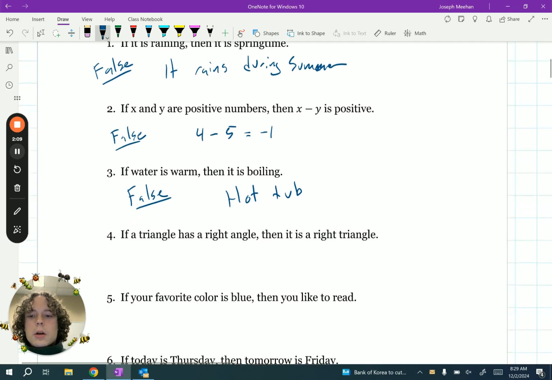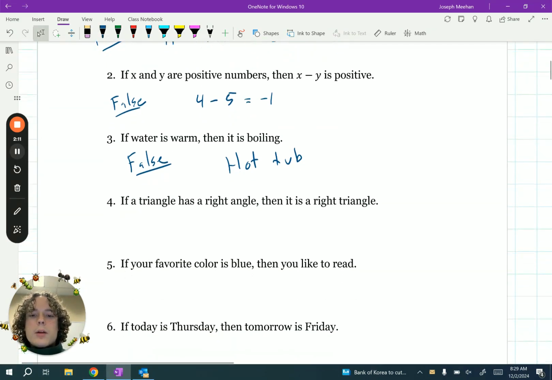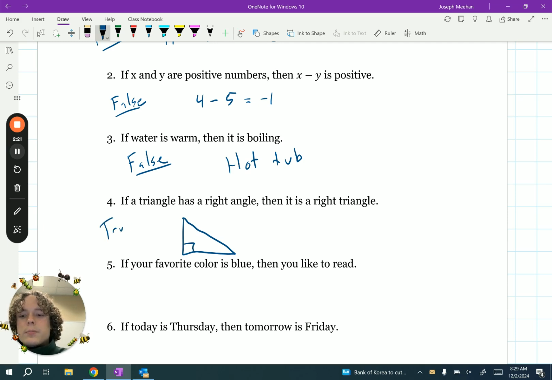All right. If a triangle has a right angle, then it is a right triangle. Is this true or false? This is true, right? That's like the definition of a right triangle. If a triangle has a right angle, then it is a right triangle. True.